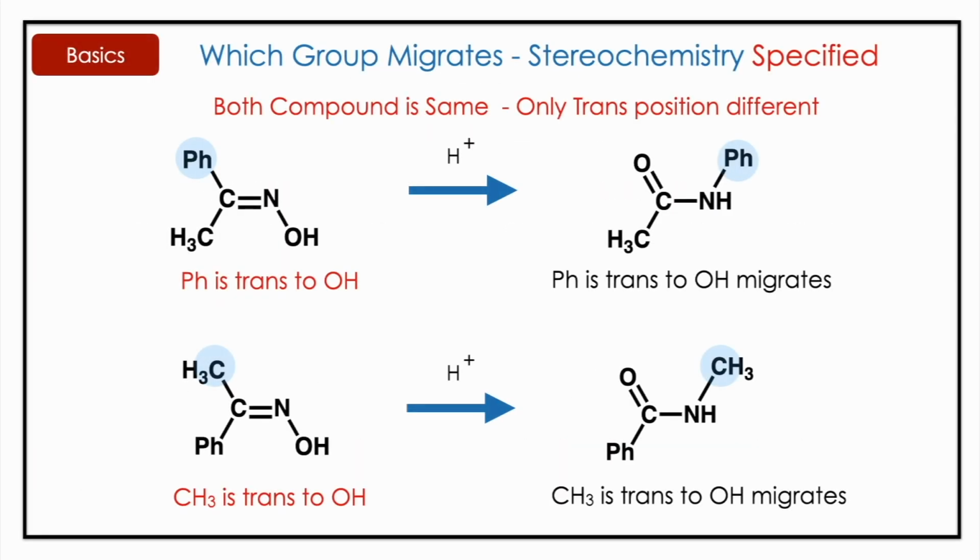The first category is stereochemistry specified. Here I have given the same compound with different stereochemistry. In one, Ph is trans to OH; in the other, CH3 is trans to OH. They only differ in the stereochemistry and position. The migrating group will be the trans one since stereochemistry is specified. In the first case phenyl migrates, in the second case methyl migrates. So what you should learn is that if stereochemistry is specified, the trans group migrates.